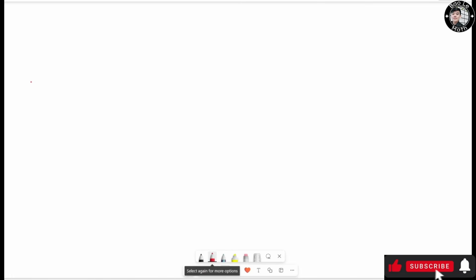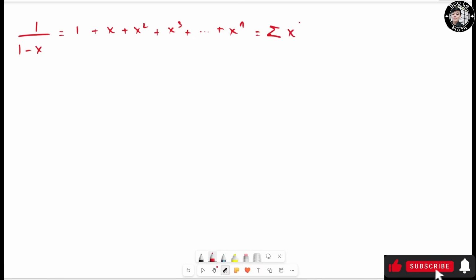Last one, the geometric power series that appears mostly on the AP exam, which is 1 over 1 minus s. It's going to be 1 plus s plus s squared plus s cubed plus etc. plus s to the n. And it's going to be the sum of s to the n when n goes from 0 to infinity. And you know that the interval of convergence of the series is negative 1 to 1.